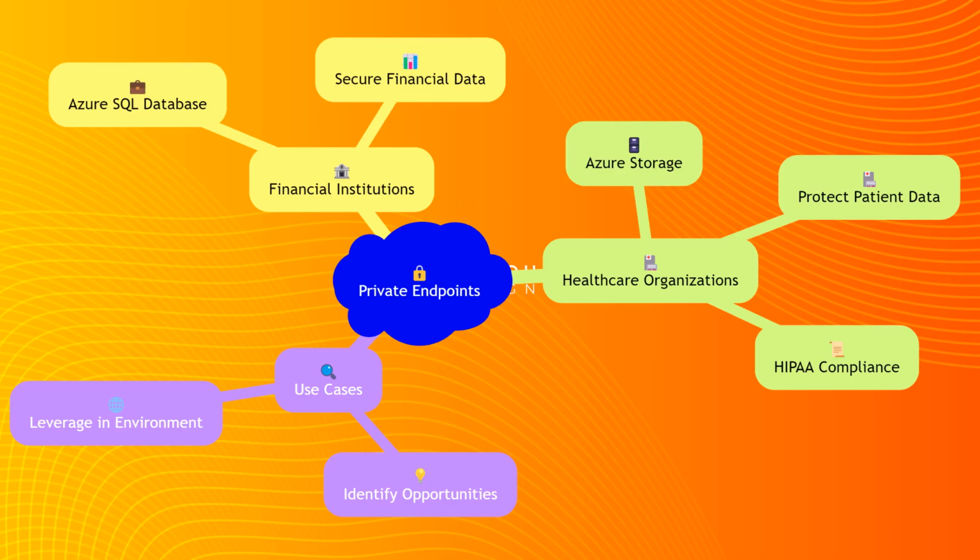Private endpoints are commonly used in scenarios where security and compliance are paramount. For example, financial institutions can use private endpoints to securely connect to Azure SQL Database, ensuring that sensitive financial data is not exposed to the public internet. Similarly, healthcare organizations can use private endpoints to access Azure storage, protecting patient data and complying with regulations such as HIPAA. Understanding these use cases helps you identify opportunities to leverage private endpoints in your own environment.